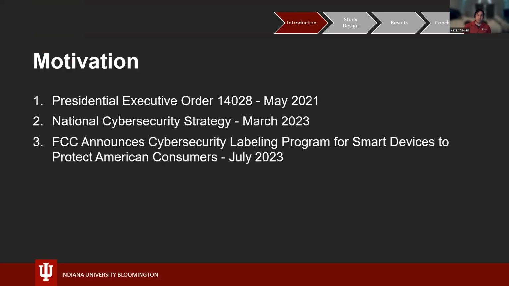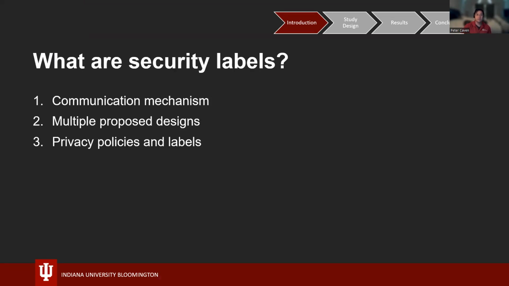So there's been an ongoing U.S. effort to develop a cohesive cybersecurity labeling program for IoT and consumer software. This effort culminated in the release of the U.S. Cyber Trust Mark in July 2023. At their core, security labels are a communication mechanism.